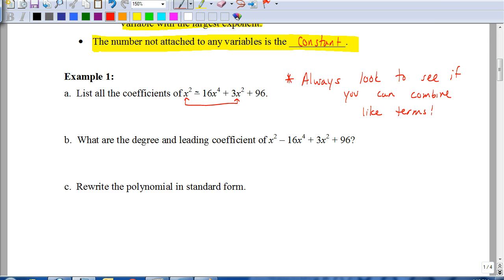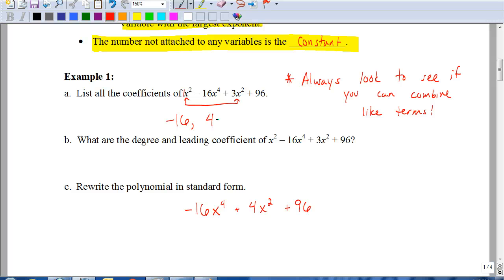So if I wanted to write this in standard form, which we're going to do in part C, let's go ahead and do that now. I would say it's negative 16x to the fourth. Now the 3x squared and the x squared, those get added together. This is just 1x squared plus a 3x squared, meaning I have 4x squareds. And then plus 96. So that would be your answer in standard form. And so when it says list all the coefficients, it would be negative 16 and 4. 96 is not a coefficient. 96 is a constant. They don't ask for that.